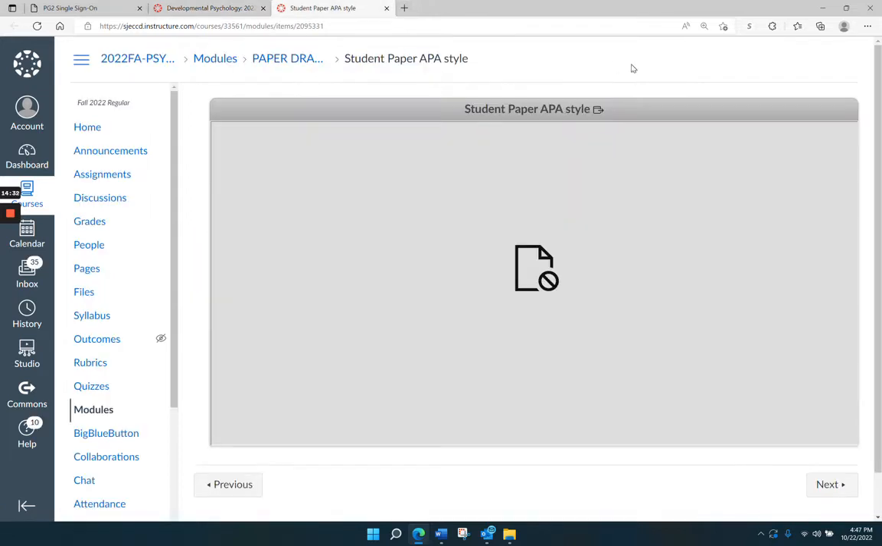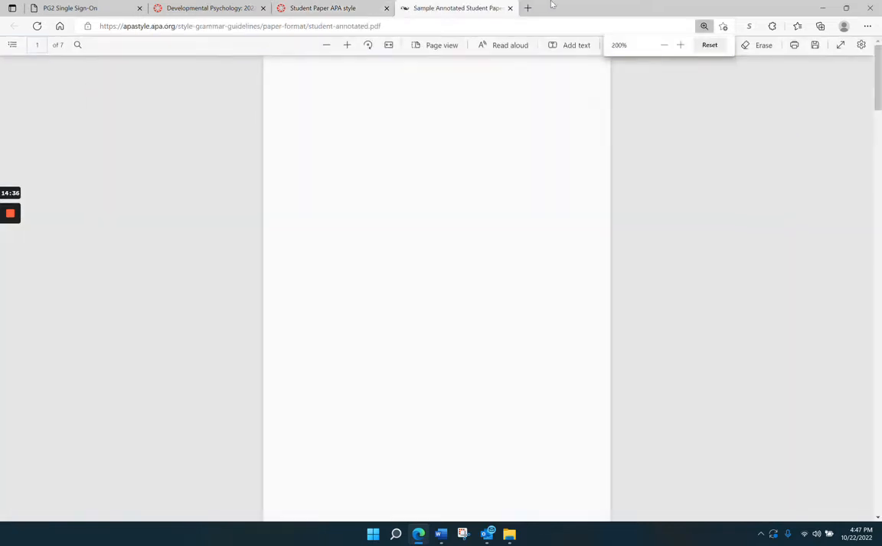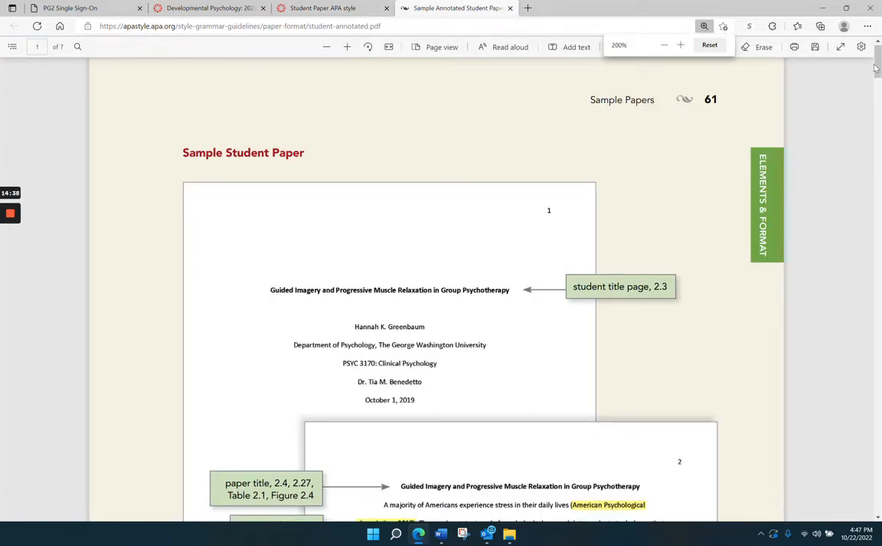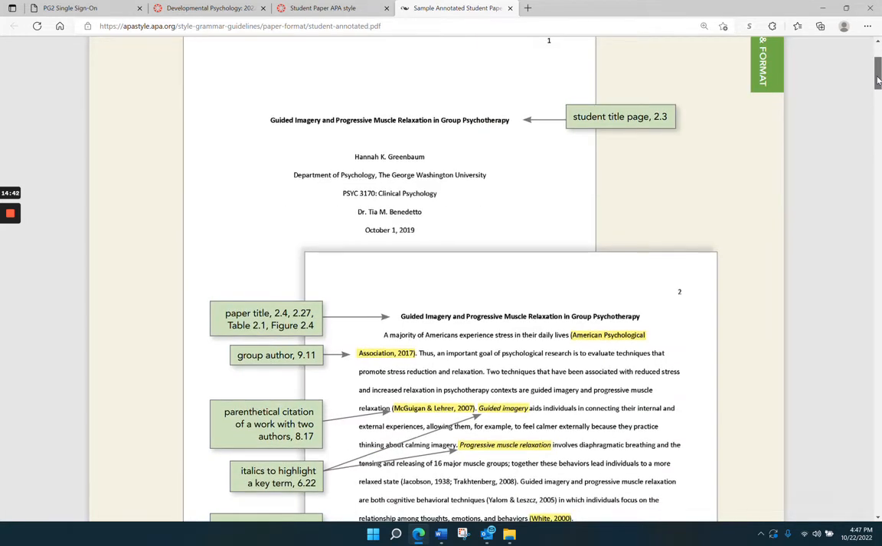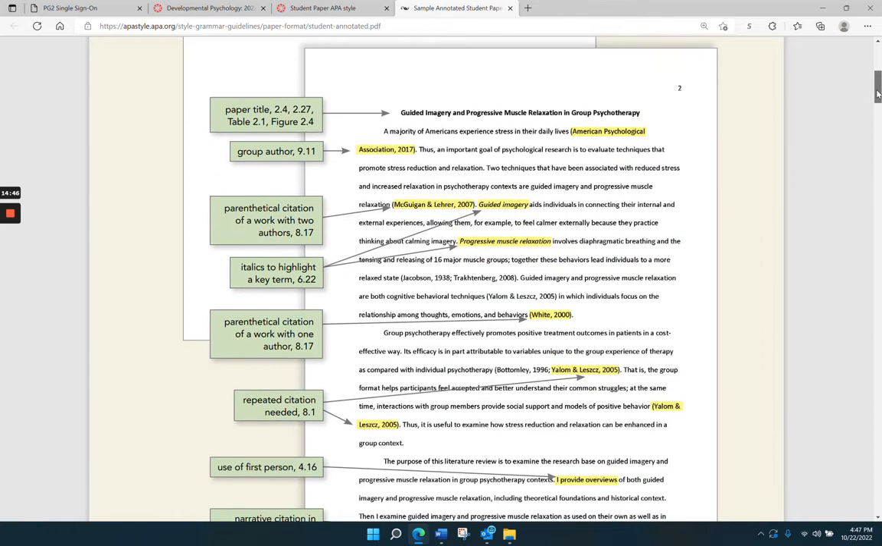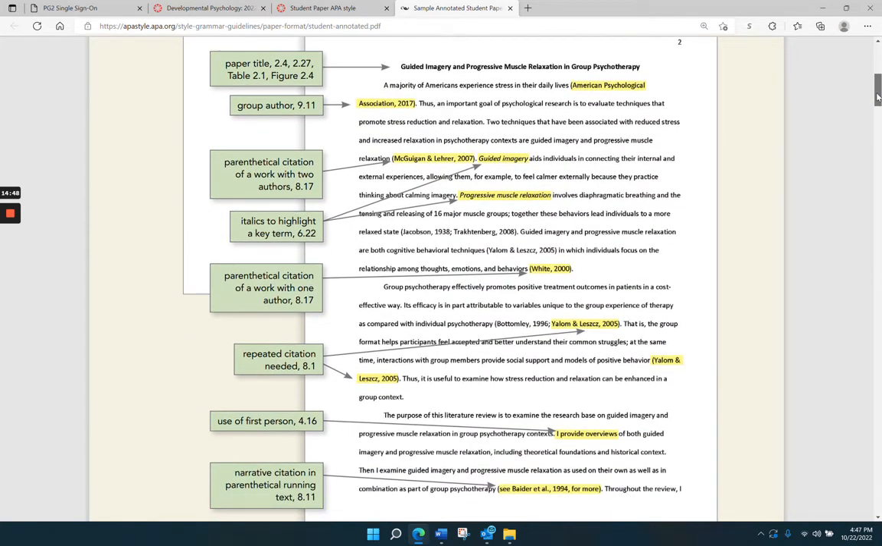So if you click that, it might look like this, but just click this thing right here and it'll take you to the web page. So this is a student paper in APA style. There's a title page. The title page does not count as a page in terms of the 10 pages. And then it just sort of shows you how to do things.